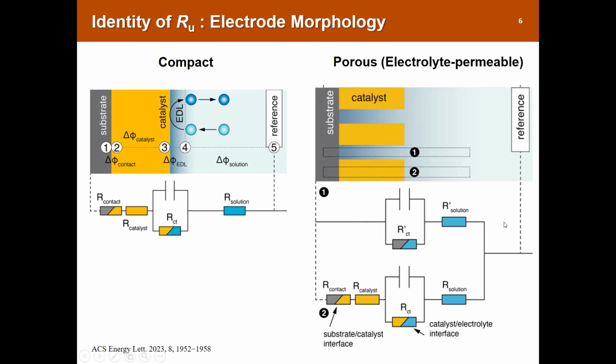For this, even though I show this equivalent circuit, you don't even have to do the fitting. The RU value you're going to get is going to be this solution resistance only, because when the current is flowing through this electrochemical system, it prefers to flow through the number one case because it has lower resistance.